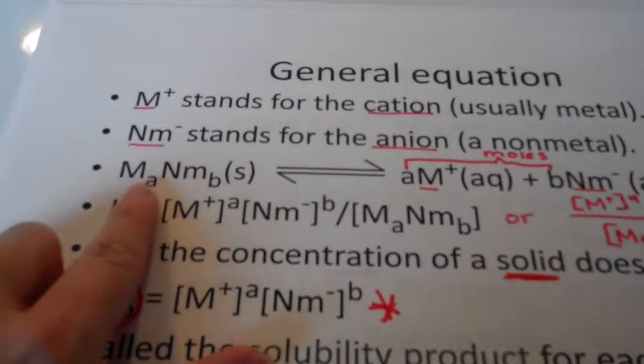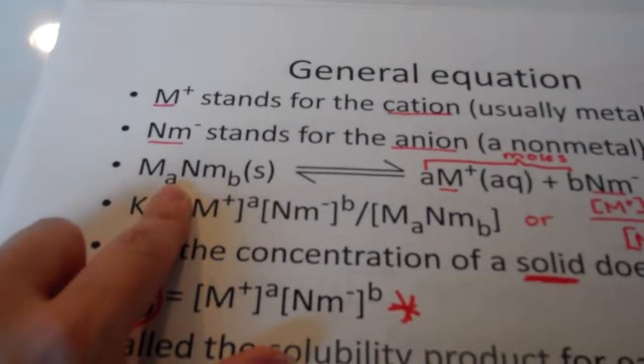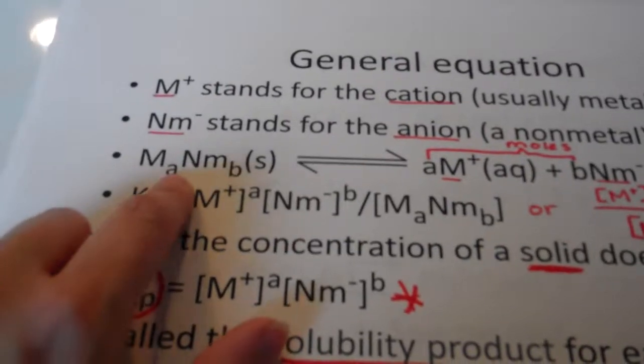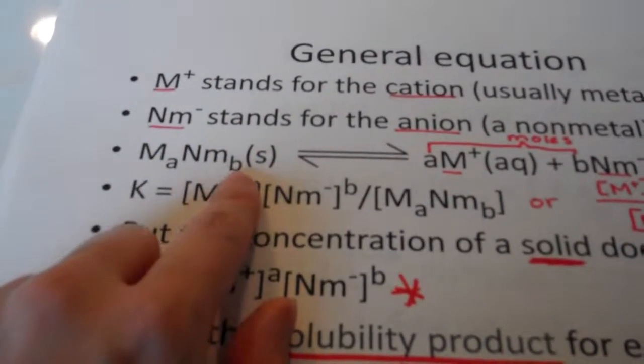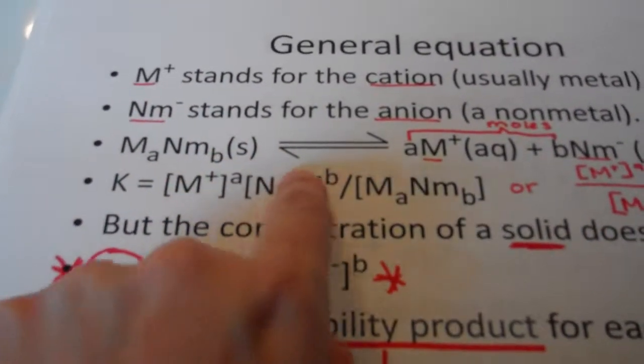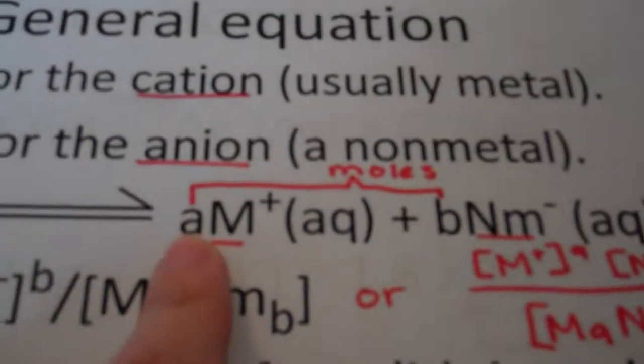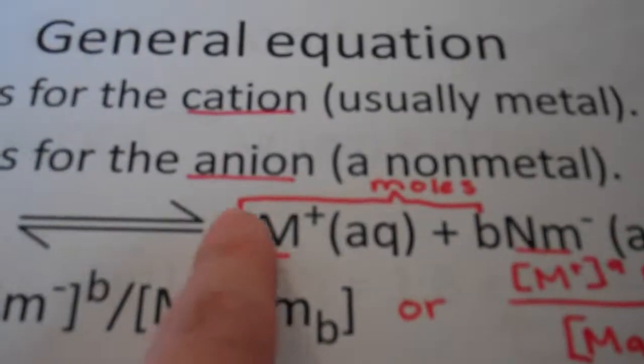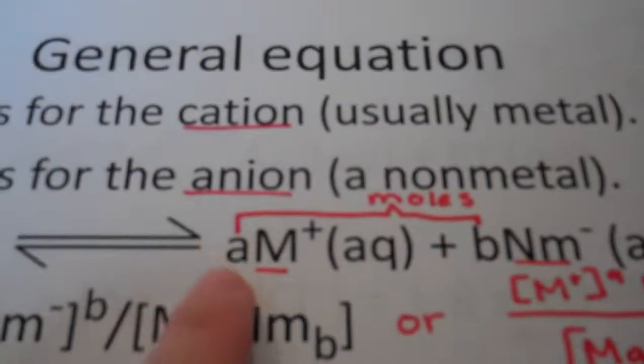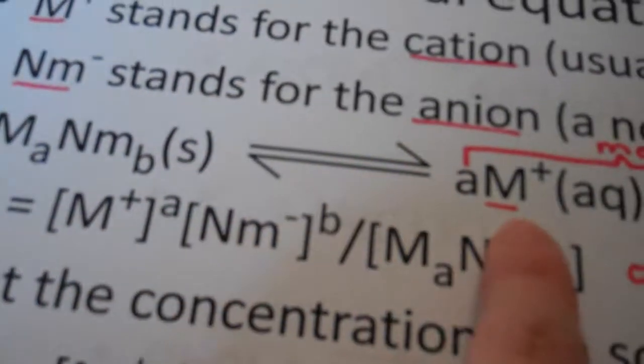Here's a general equation. We have M to the A, which is going to be the number of moles, just like a subscript, and then N to the B, again another subscript, and then it's an equilibrium, so we have a back and forth arrow. Let's go a little bit closer. We're going to have A, our number of moles, and B, our number of moles, coming in front. So these little numbers right here are now coming in front.